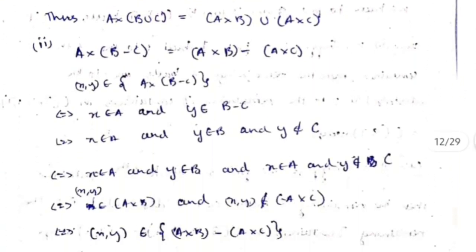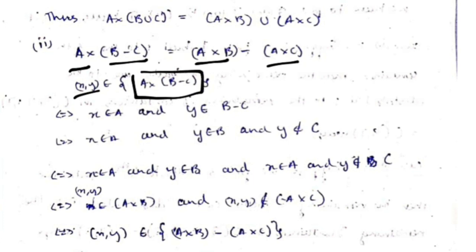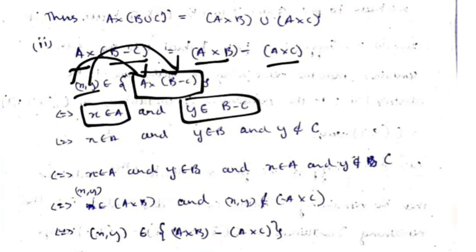Similarly we have the second question, A cross B minus C is equal to A cross B minus A cross C. So first let's see, we will consider X comma Y belonging to A cross B minus C. Then X belongs to A and Y belongs to B minus C. Then X belongs to A, and here Y belongs to B and Y does not belong to C.